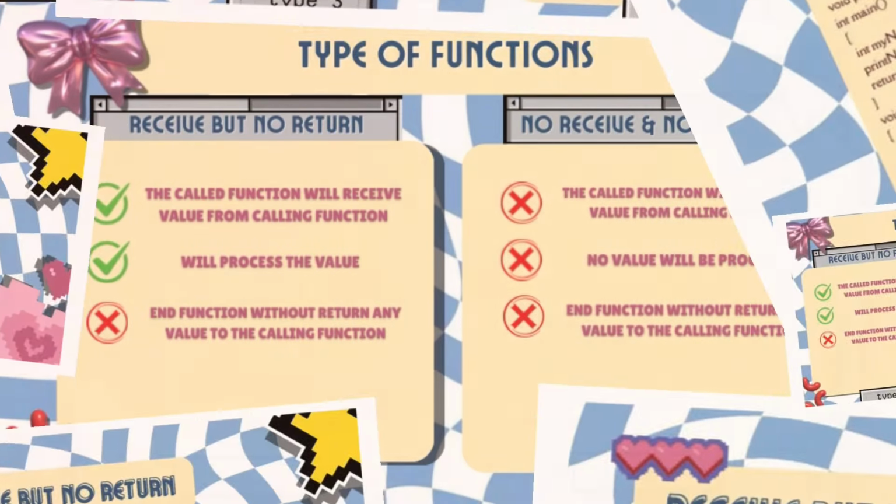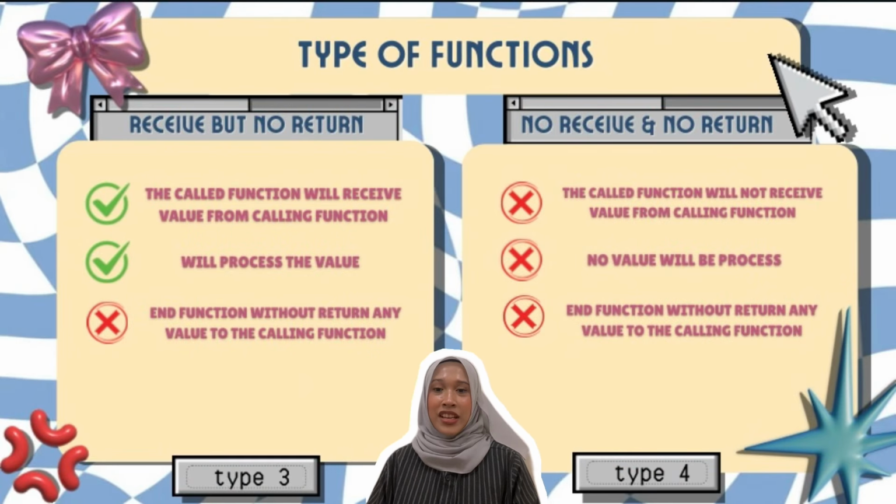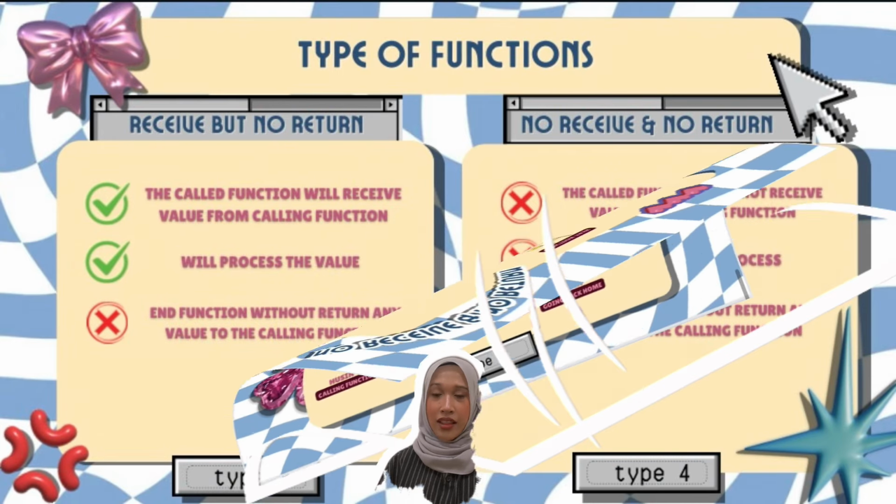Now, I am going to explain function type 4, which is also known as no receive and no return. This type of function is very simple because it does not take any input and does not return any output. It is usually used to display a message or print information. No receive means the function does not receive any input from the user or the calling function. No return means the function does not send any value back. The function only performs a task and then ends.